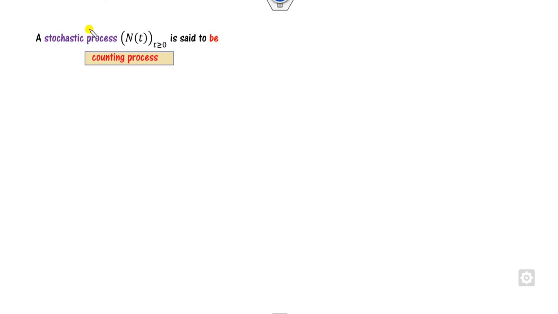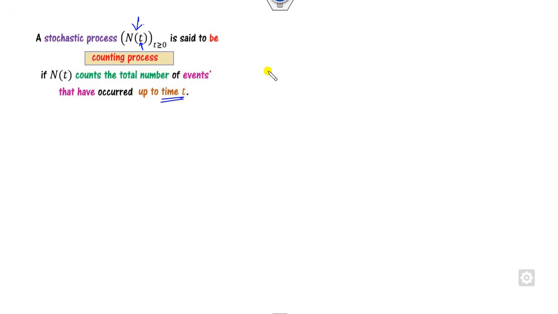Now any stochastic process is said to be a counting process if it satisfies certain properties. As the name suggests, it is counting. So if N(t) counts the total number of events occurring up to time t, since it is a total number, it can never be negative.